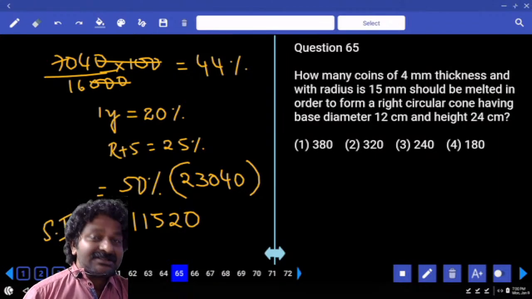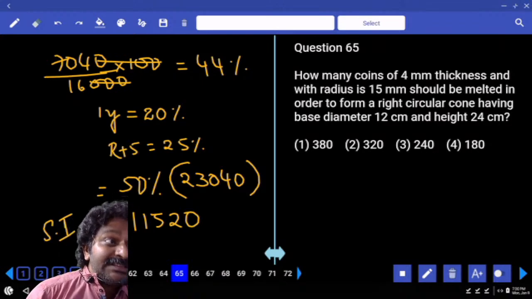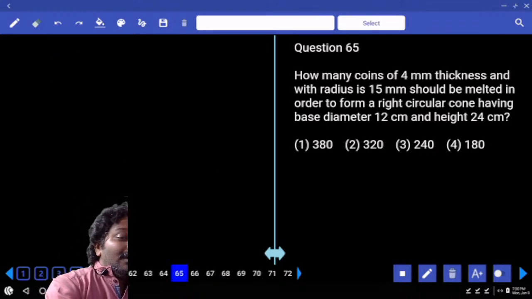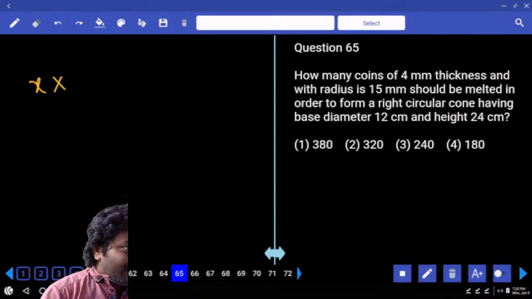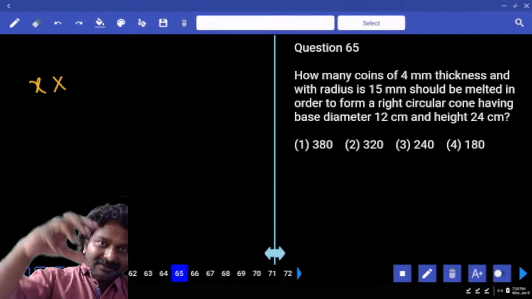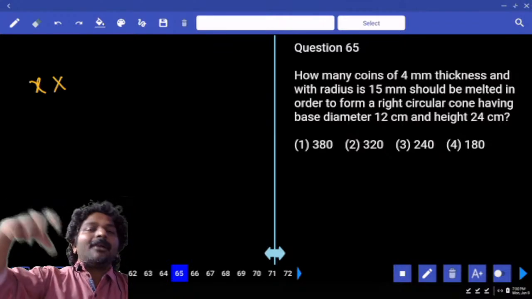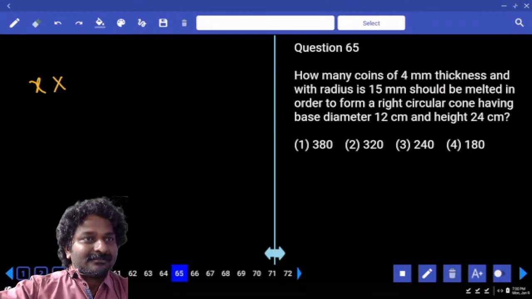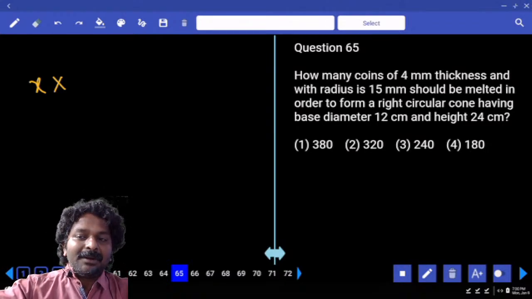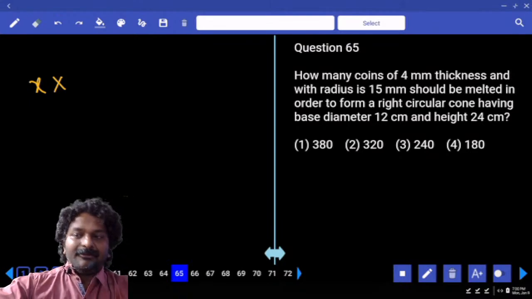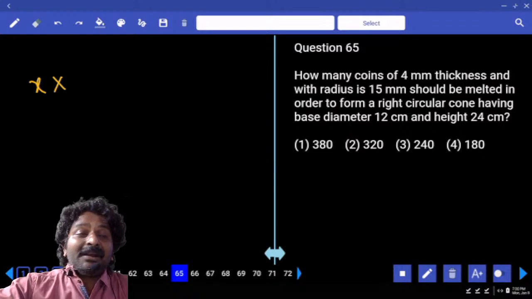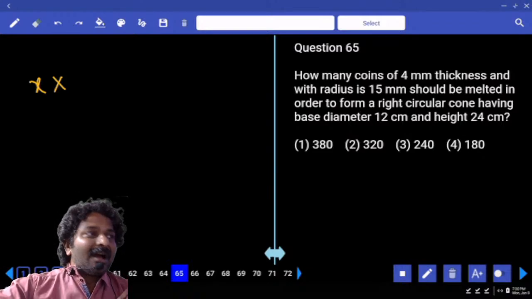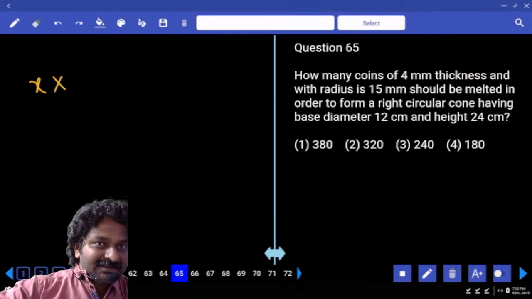But it has thickness, so it is in the shape of a cylinder. So now X cylinders we need to melt and form a cone, and we were asked to calculate X value. Read the question properly. How many coins of 4 mm thickness and radius should be melted in order to form a right circular cone? So we are assuming we need X coins.